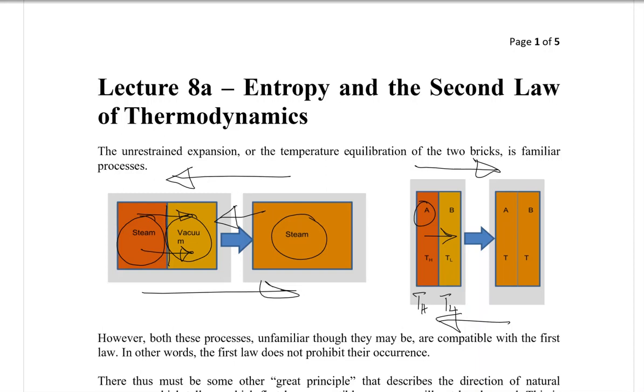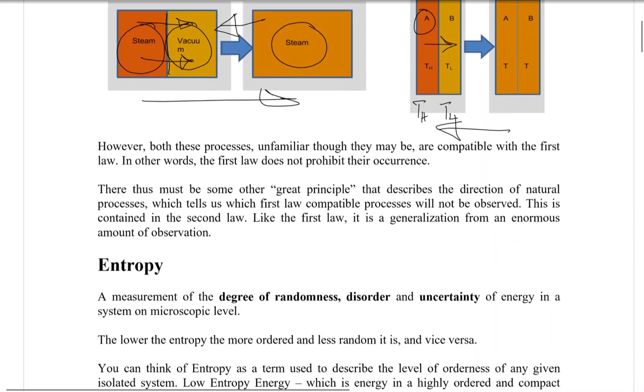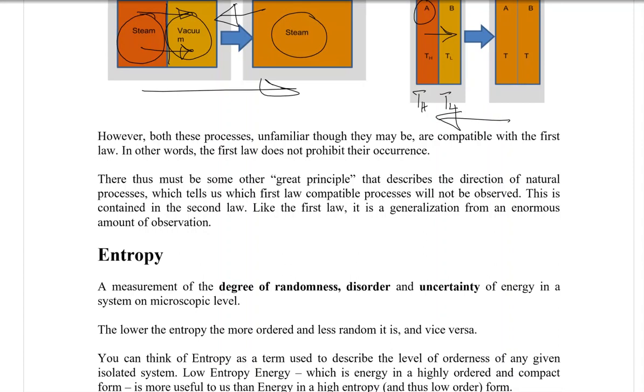These both processes, unfamiliar though they may be, are compatible with the first law of thermodynamics. In other words, the first law does not prohibit their occurrence. So there must be some great principle that describes the direction of a natural process, which tells us which would be happening or which would not be happening.